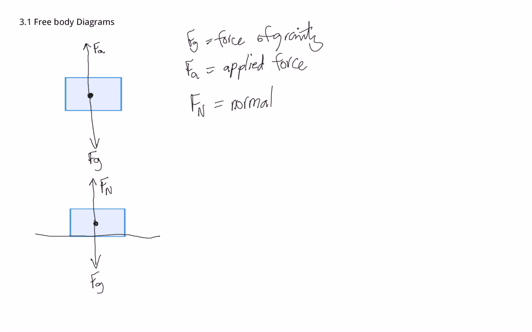A key thing to remember is that the normal force is always perpendicular to the surface. In this case, our normal force is at a 90-degree angle to the ground. Let me redraw it here. Let's suppose we had the book again, but it's on a ramp. Let me draw a triangle, and the object is sitting on the ramp.